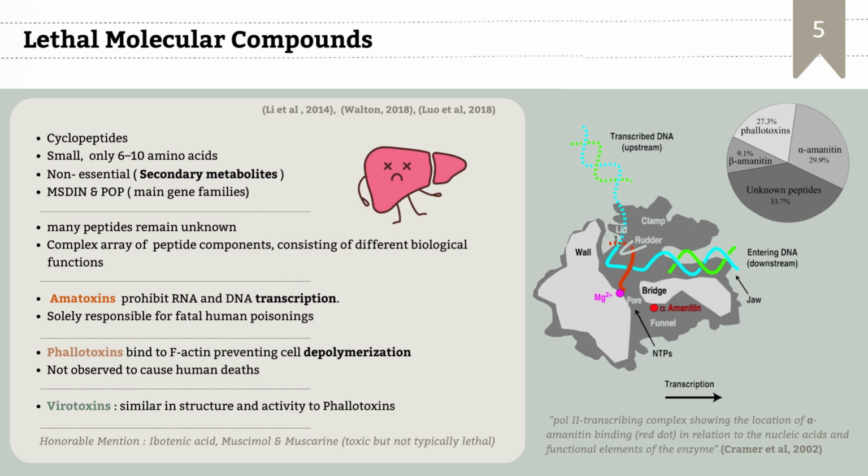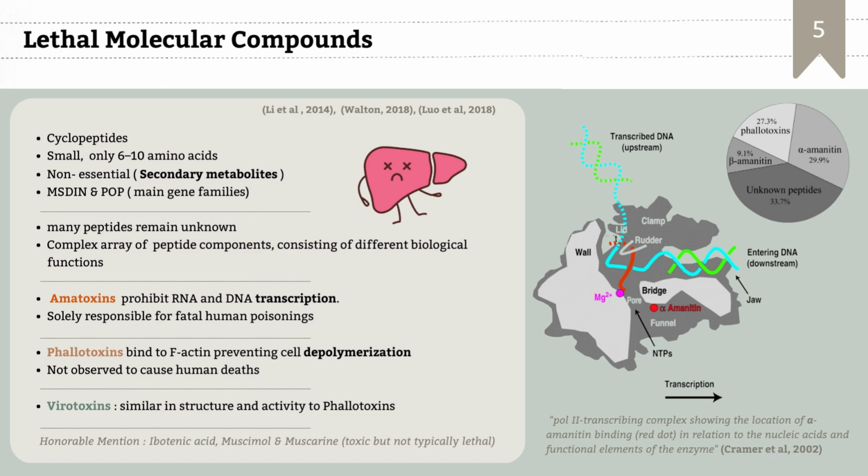Phallotoxins are also hepatotoxic, and they bind to F-actin, which prevents depolymerization, but they haven't been observed to cause any human deaths. Virotoxins are similar in structure and activity to phallotoxins, but again, they don't really cause fatal human poisonings.